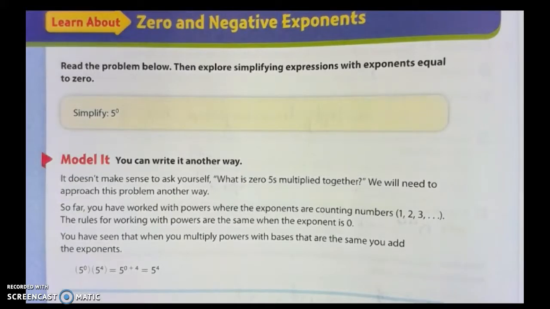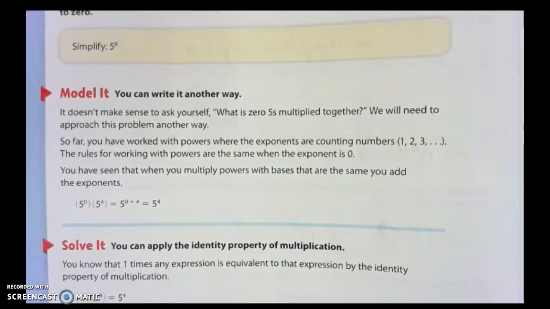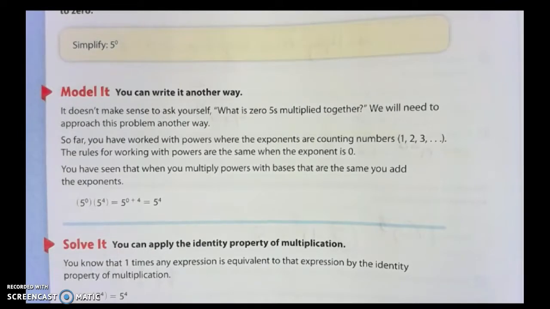Zero and negative exponents. Read the problem below, then explore simplifying expressions with exponents equal to 0. Simplify 5 to the 0. You can write it another way. It doesn't make sense to ask yourself, what is 0 5s multiplied together? You'll need to approach this problem another way.